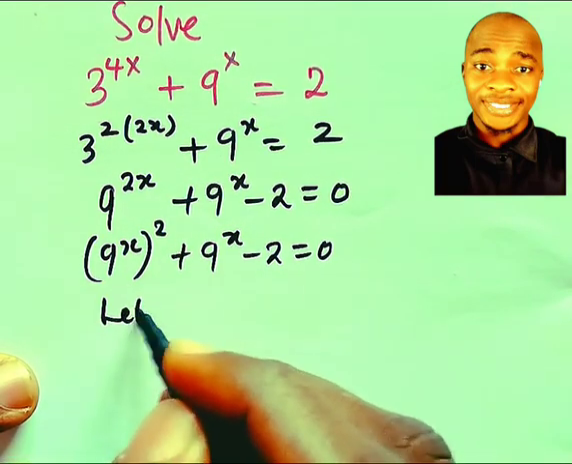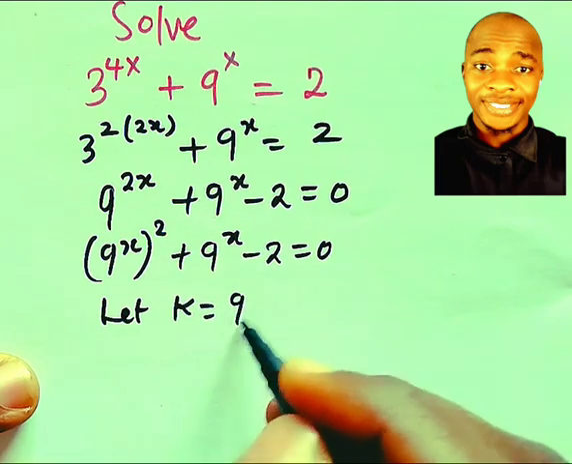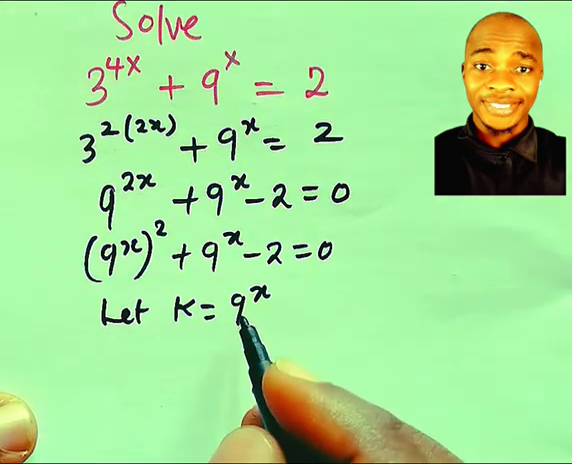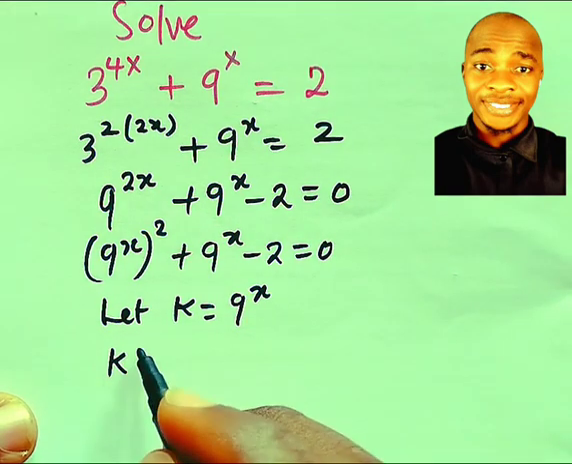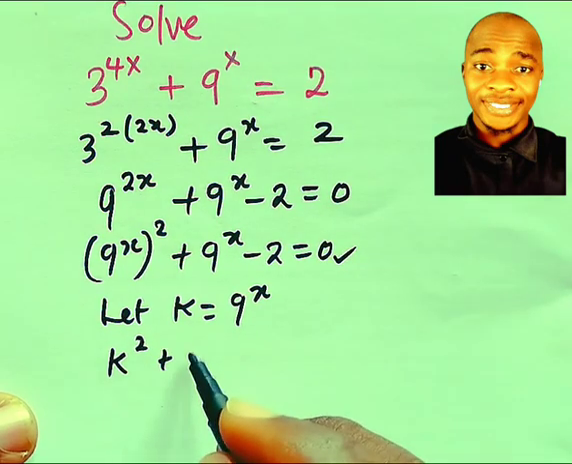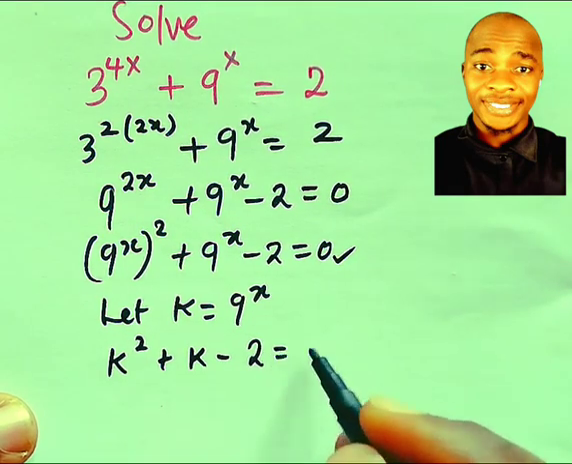So let k be 9 to power x. I represent 9^x as a particular variable k. Therefore, anywhere I see 9 to power x, I replace it with k. So I'll be having k squared. From this, k squared plus k minus 2 equals 0.